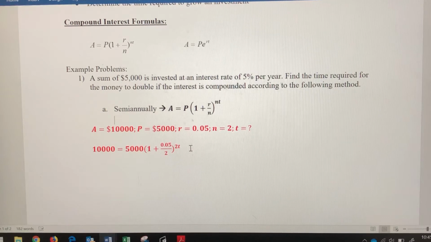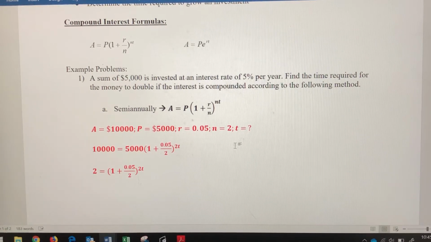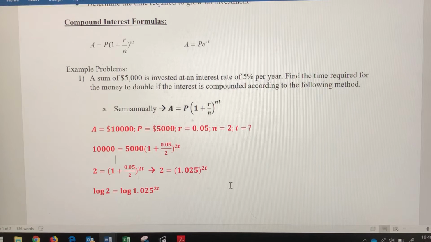So first thing I want to do is divide by 5,000. Now I can simplify what's in the parentheses here. So 0.05 divided by 2 is 0.025. Add that to 1. So over here on the right, I've got 1.025 to the 2t power. Now I've isolated the exponential piece of the equation. So now we can take the log of both sides, either the natural log or the common log. It's up to you. I'm going to use the common log. So the log of 2 equals the log of 1.025 to the 2t power.